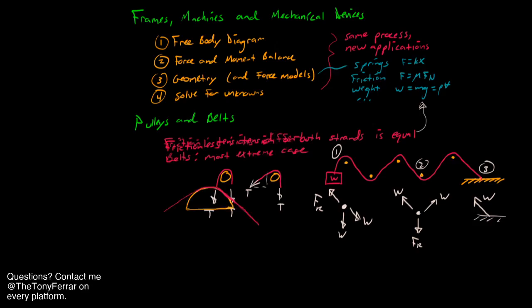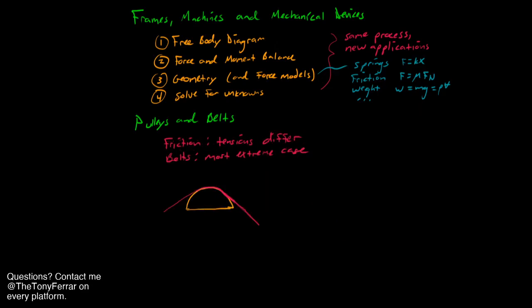Things get a little more interesting when we allow for friction. So now the big difference is the tensions are different. The most extreme case would be a belt in which there's no rolling whatsoever. It's just the cable or rope going straight over a round object. We're going to limit our attention to round objects. And so now we have T1 and T2, and they are different from each other.